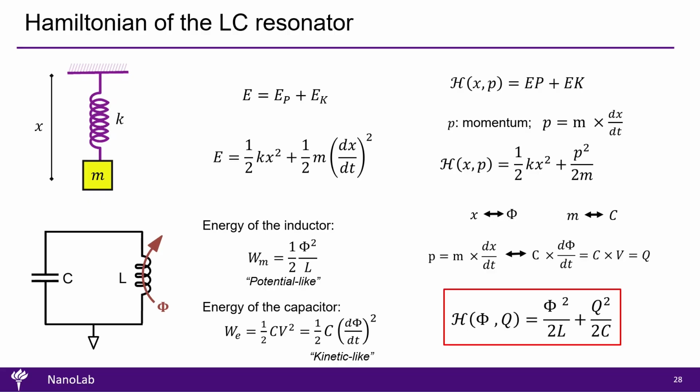The Hamiltonian of the LC resonator is therefore the sum of two terms, the magnetic flux squared over 2 times the inductance L, and the charge squared over 2 times the capacitance C. This separation of energy into an inductor term and a capacitor term is a key concept for understanding the quantum harmonic oscillator and, ultimately, superconducting artificial atoms.